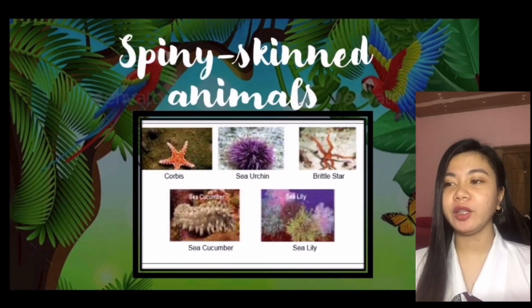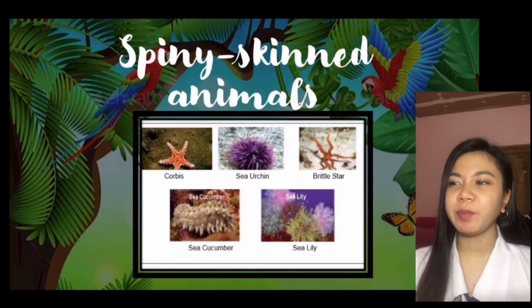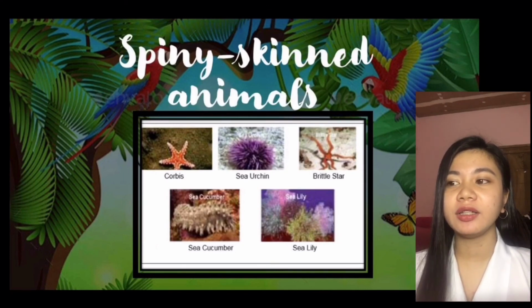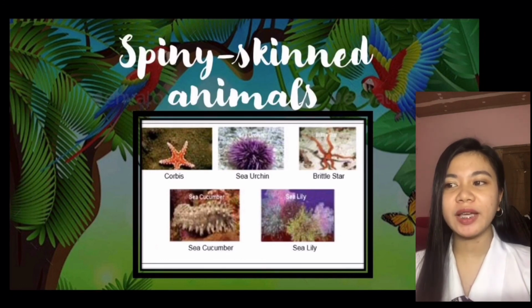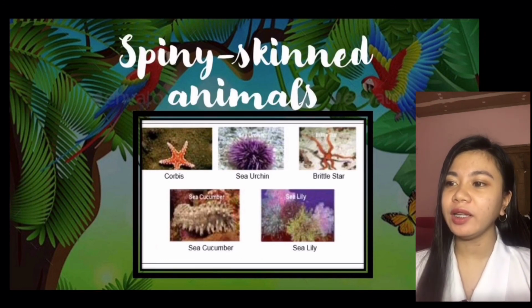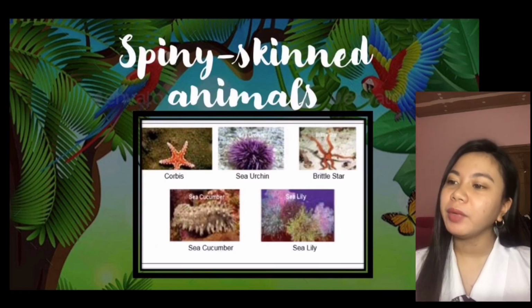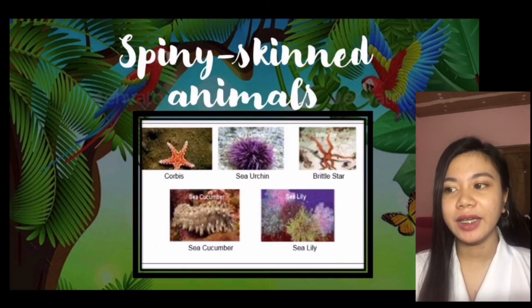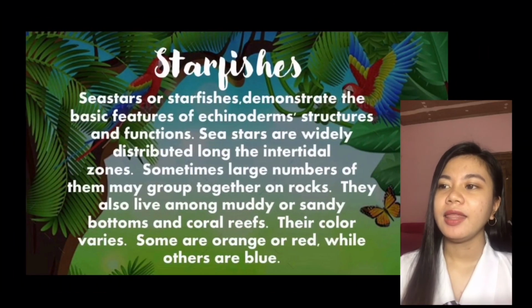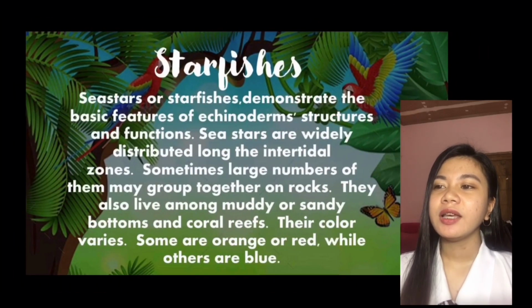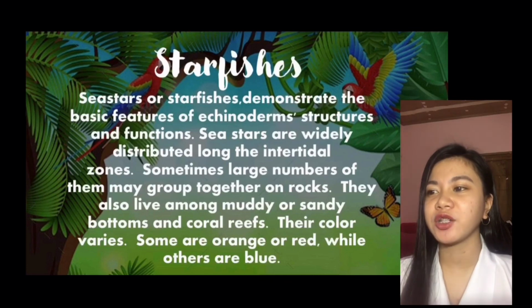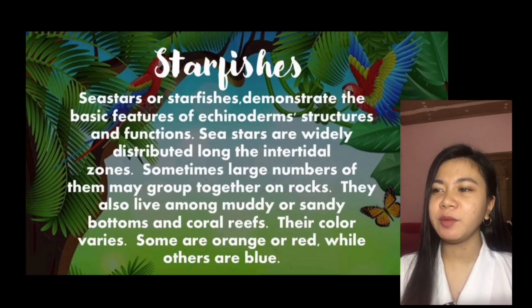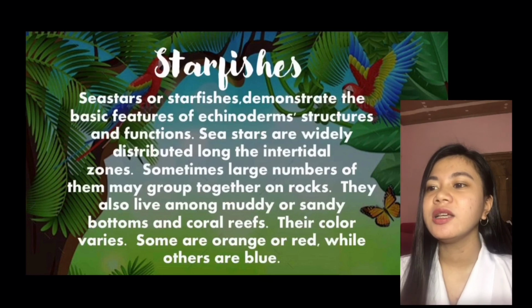As you can see po in the picture, ang mga example po ng spiny-skinned animals is merong mga hard surface or merong mga sharp surface which is magpoprotect sa kanila, and ito yung kanilang structure. Meron silang matitinik at matatalim na skin. Next naman po is starfishes. Sea stars or starfishes demonstrate the basic features of echinoderms, structures, and functions. Sea stars are widely distributed along the intertidal zones.